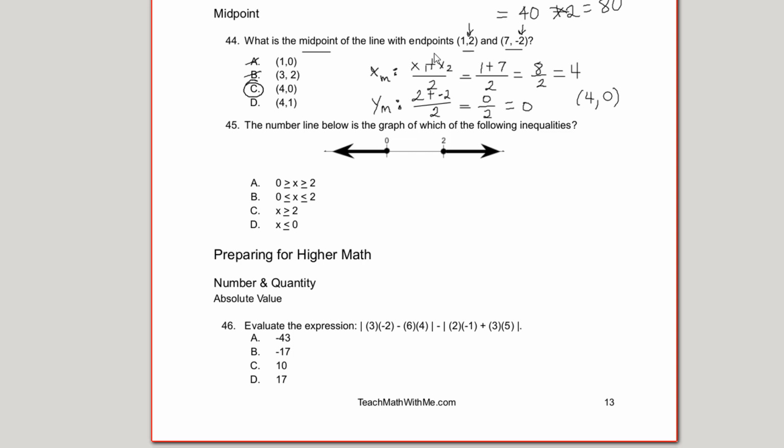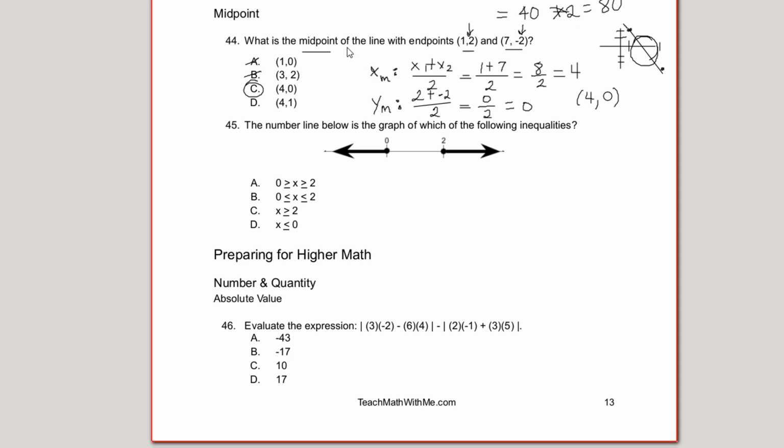Now, another thing you could do if you cannot remember this, I don't really see this as a formula to remember, but it is knowing how to manipulate the numbers. You could plot these points. So if I had the point 1, 2, and then the point 7, negative 2, it's somewhere down here. So if we're looking at this line right here, we know in general our midpoint is around here somewhere.